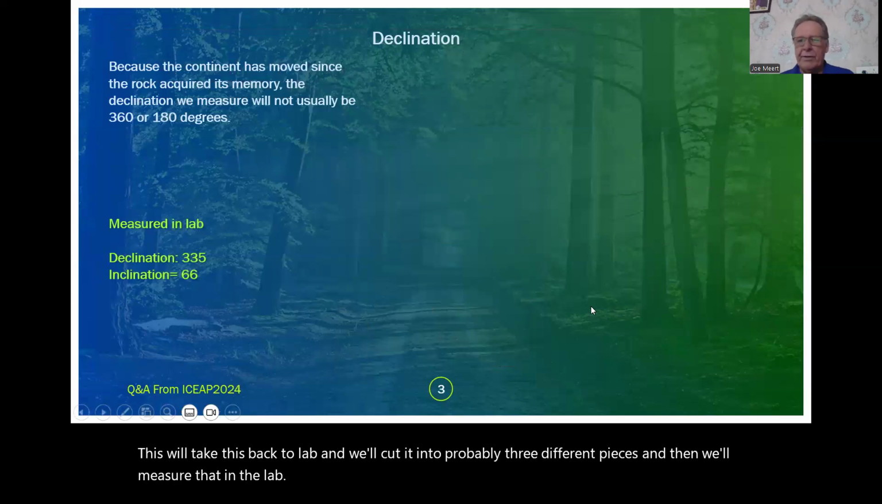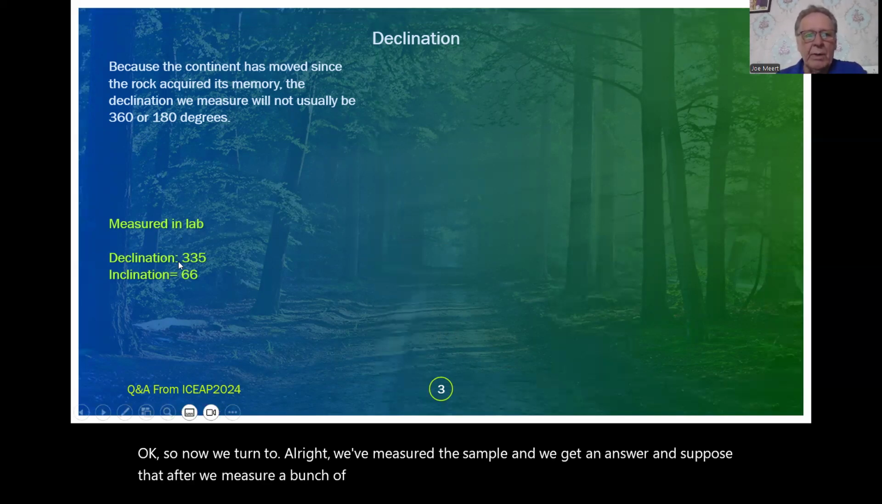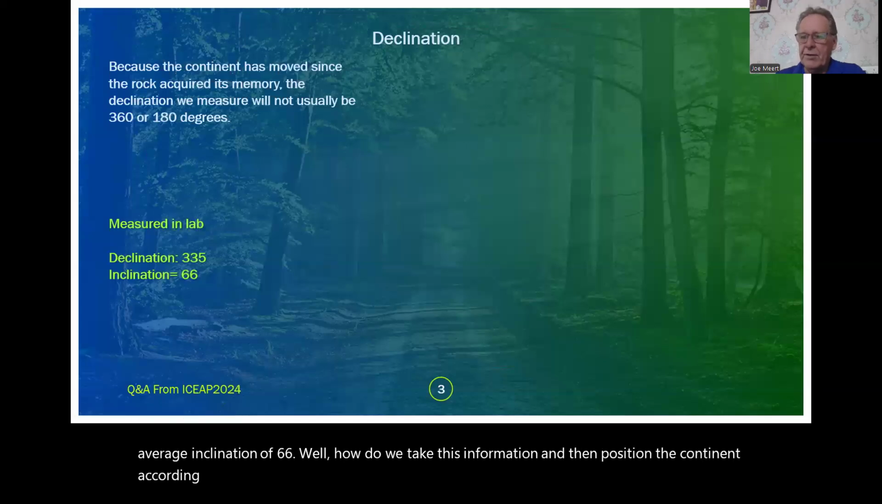Okay, so now we turn to, all right, we've measured the sample and we get an answer. And suppose that after we measure a bunch of samples, we get an average declination of 335 and an average inclination of 66. Well, how do we take this information and then position the continent according to it?